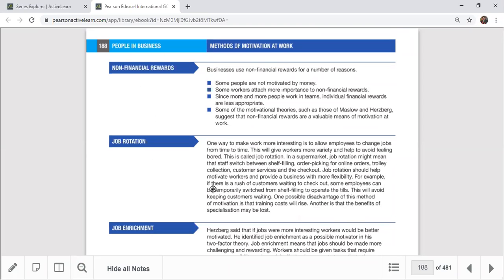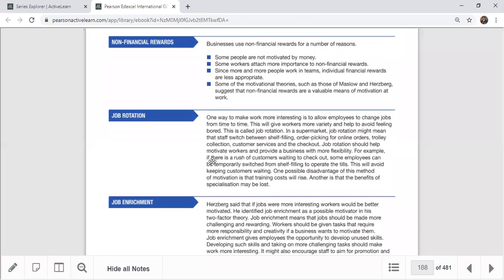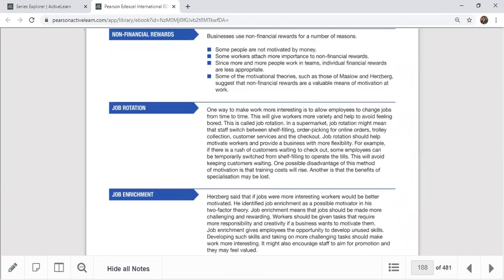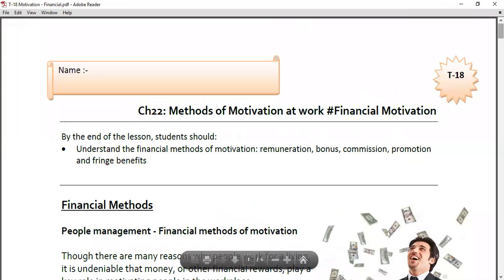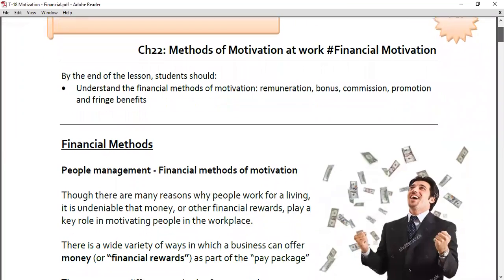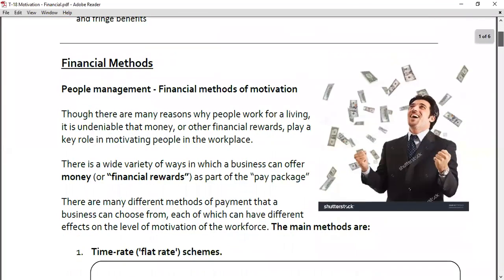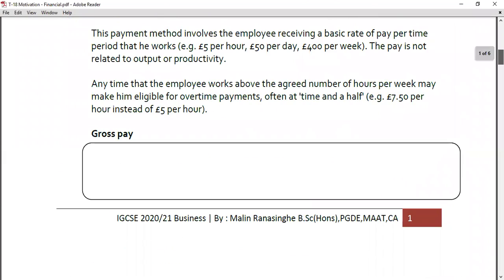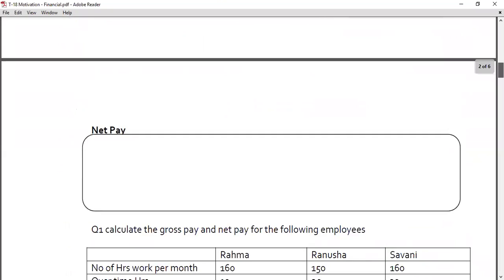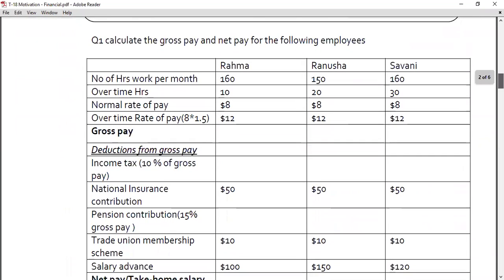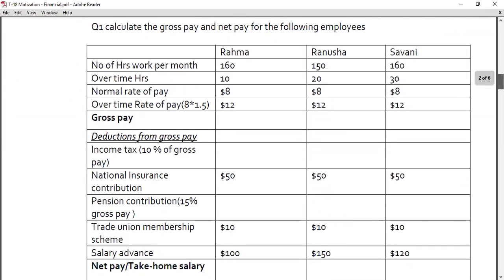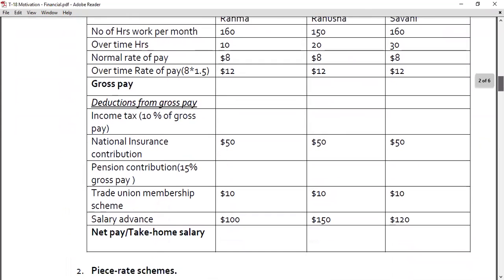As I told you, for non-financial rewards we are talking mainly about three things: job rotation, job enrichment, and job enlargement, right? I have actually given you this handout, unit number 18 in the human resource management topic. In my previous session, we talked about the financial methods of motivation: the time rate, flat rate, gross pay, net pay, and we calculated the salaries of employees based on the time rate, normal pay, overtime rate, and deductions.